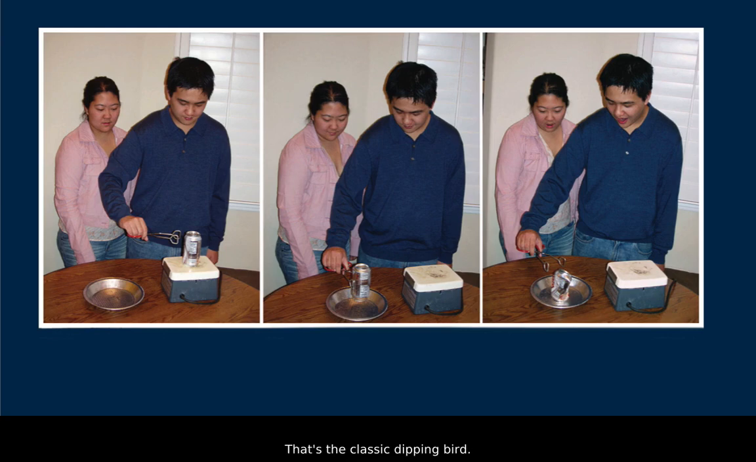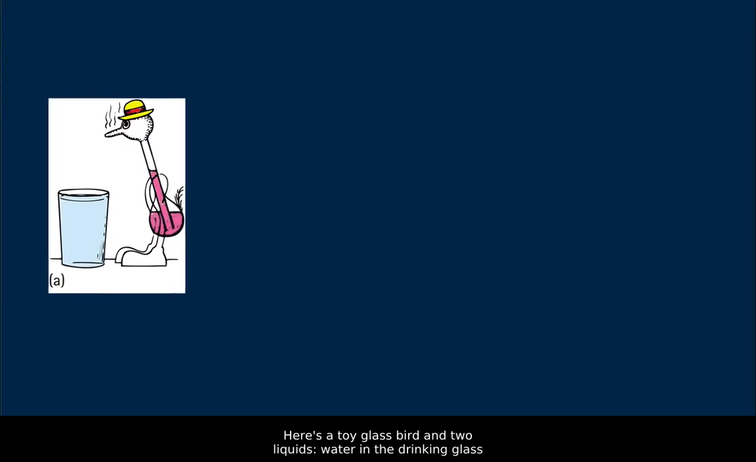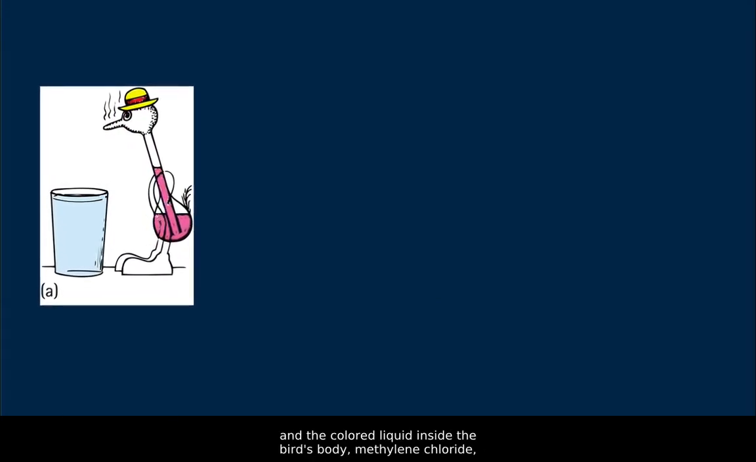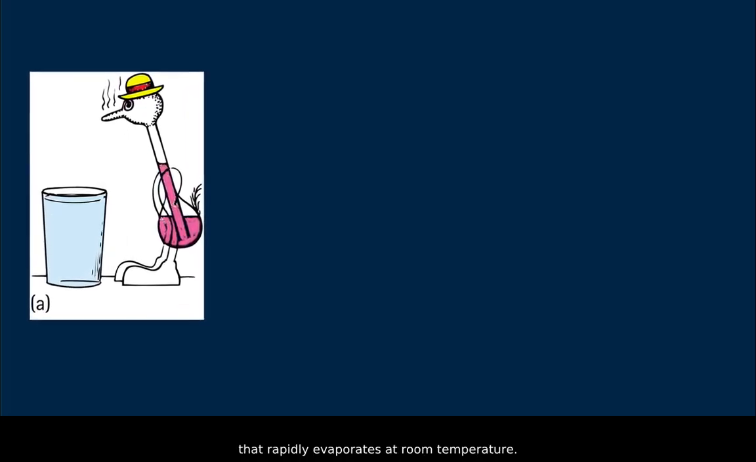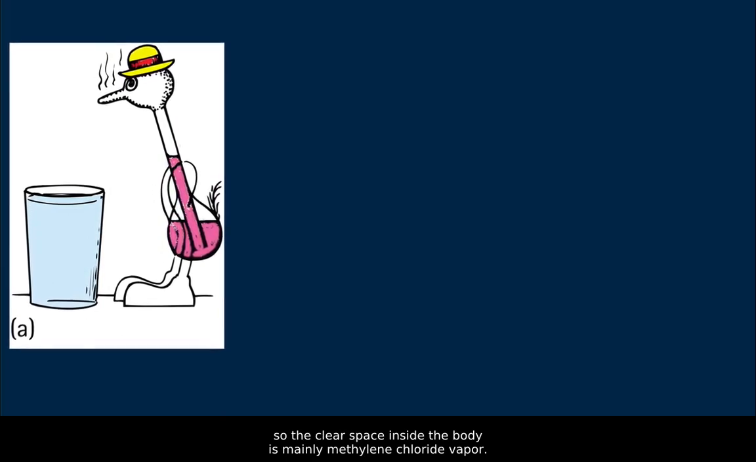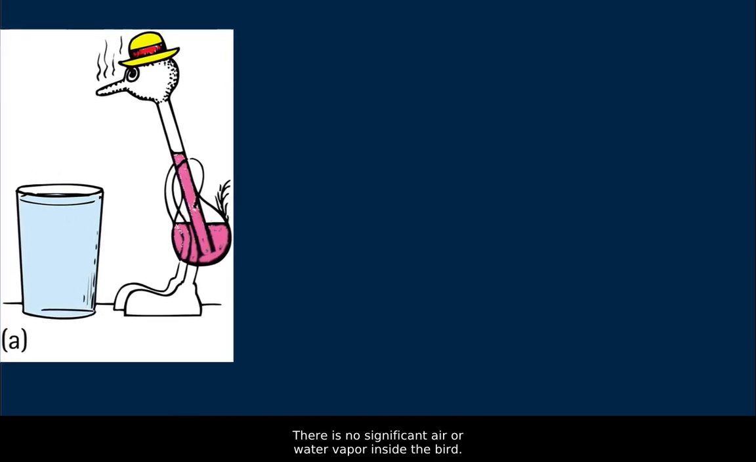That's the classic dipping bird. Here's a toy glass bird in two liquids, water in the drinking glass and a colored liquid inside the bird's body, methylene chloride, that rapidly evaporates at room temperature. Most of the air has been removed from the bird's interior during manufacture, so the clear space inside the body is mainly methylene chloride vapor. There's no significant air or water vapor inside the bird.